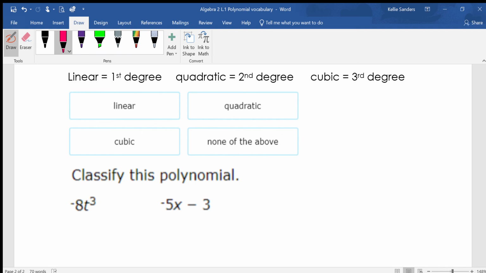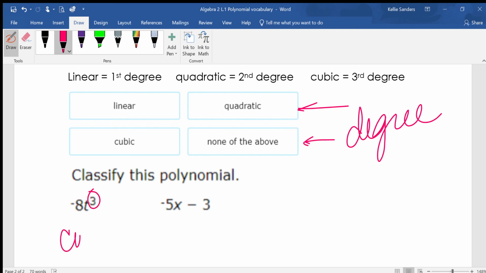So whenever you're talking about these, we are looking at the degree. So make sure whenever you're doing these problems, you see what your options are to ask yourself, are we looking at the terms or are we looking at the degree? So this one we're looking at the degree. The degree here is 3, so it's a cubic. The degree here is 1, so it's linear.